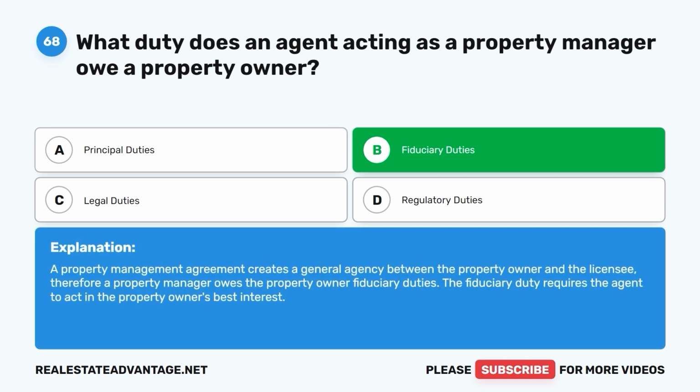A property management agreement creates a general agency between the property owner and the licensee. Therefore, a property manager owes the property owner fiduciary duties. The fiduciary duty requires the agent to act in the property owner's best interest.